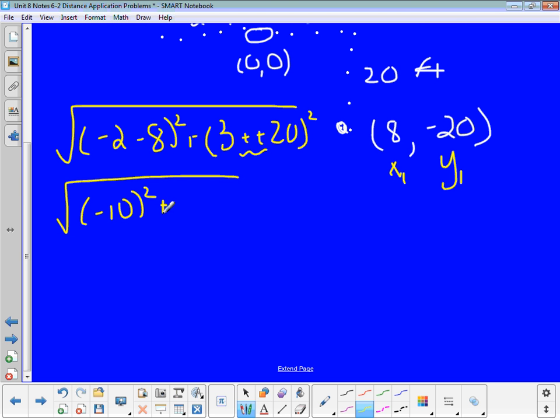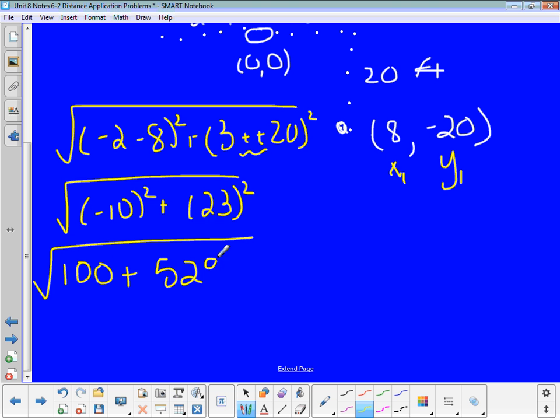And then 3 plus 20 is 23 squared. So now we have this. Let's go ahead and write that out some more. So 10 squared is 100. 23 squared is 529. So let's go ahead and add those two together and we get 629.